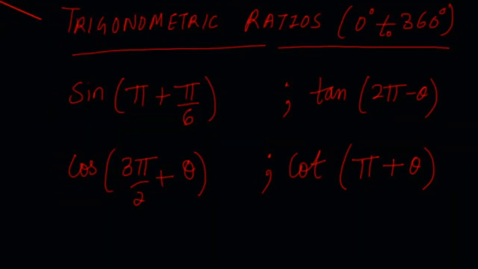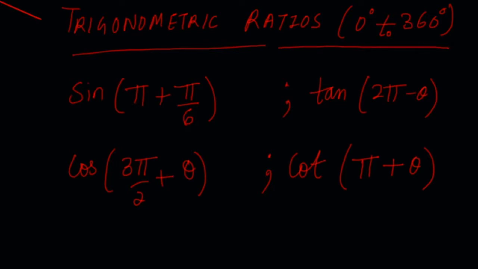So hi folks, this is Amit, and I'm quickly telling you how to remember trigonometric ratios from 0 to 360 degrees. I'm talking about standard values such as 0, 30 degrees, 45 degrees, 60 degrees, 90 degrees, 120 degrees, 135 degrees, and so on till 360 degrees, right?